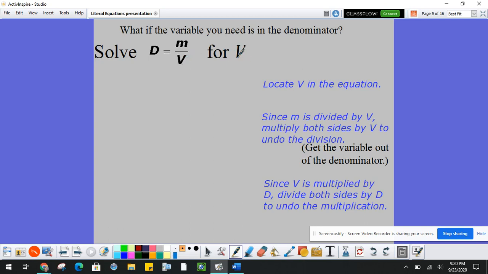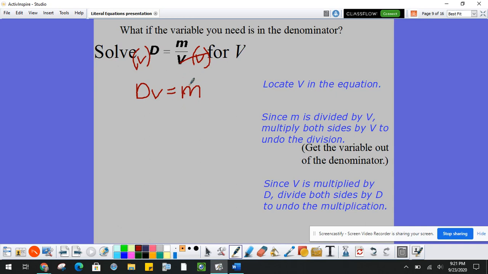But I want to get v by itself. So this is going to take an extra step. I first need to get v out from the denominator. So to get rid of divide by v, I'm actually going to multiply by v on both sides. These v's will cancel, leaving me with m. But on the other side, since I don't know what v or d equal, I'm going to have d times v, or you could put v times d on the left side.